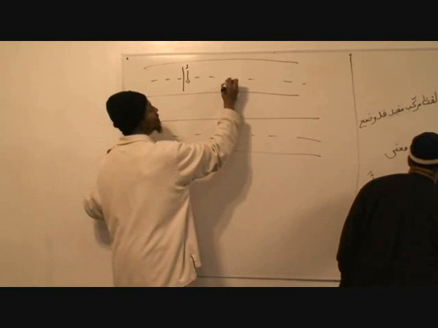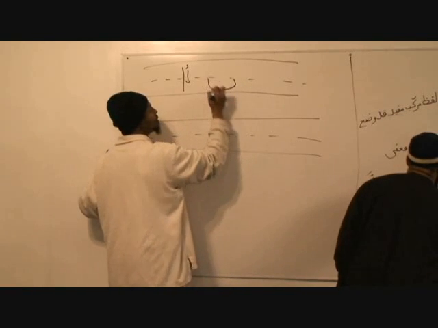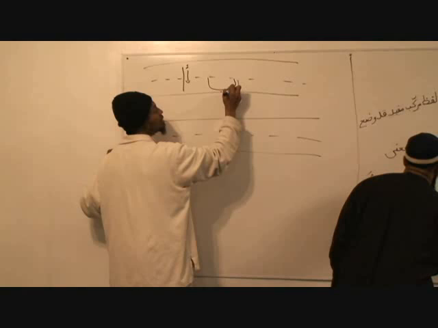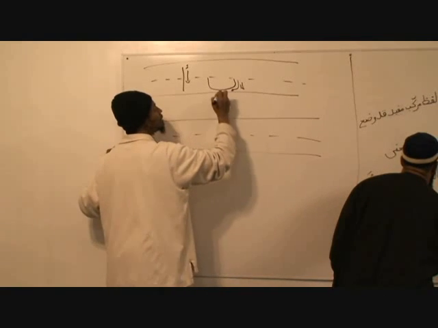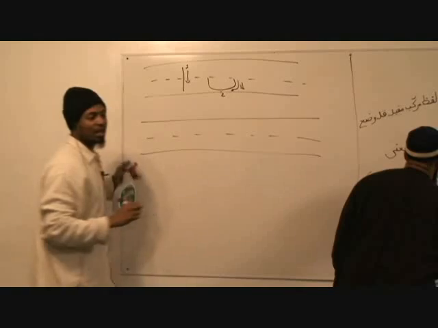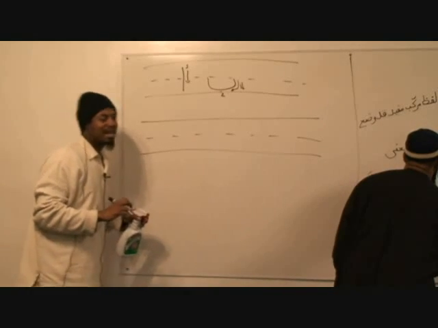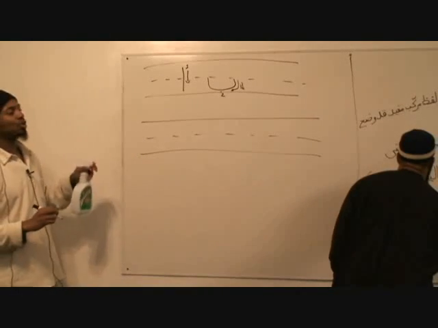Ba. Ba is a curved letter. It's 2 strokes. Comes over here. You guys write this. 1, 2. Okay? Write this down. 2 strokes. 1, 2.